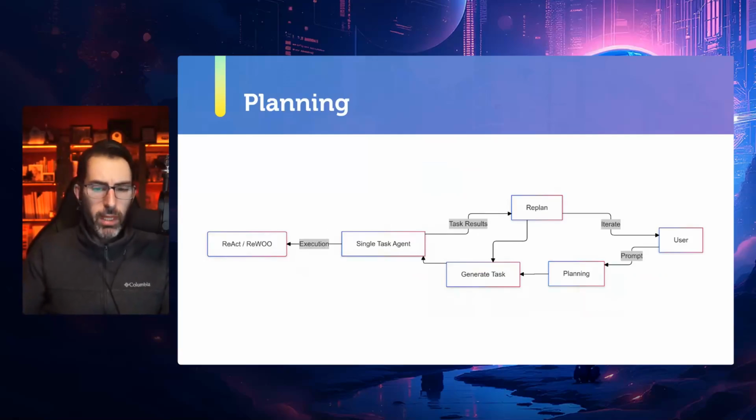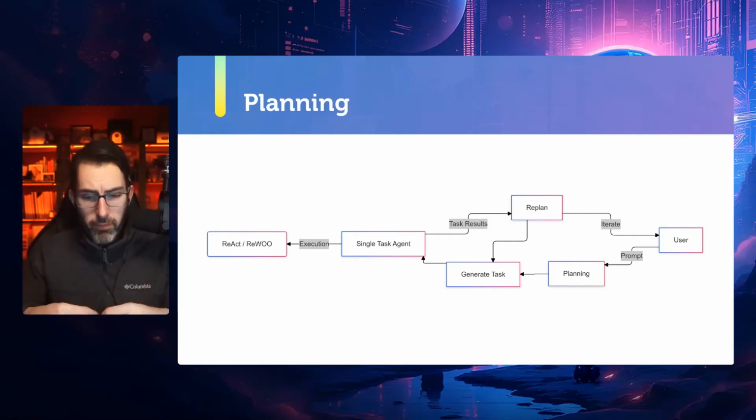So another one was planning. This is a little bit more complicated. I'm not going to go into all of the details here. So here, what we have is a single task. It goes into a planning phase. The planning phase spits out multiple tasks. So it generates tasks, and we iterate through that. We take every task, and for every task, we might have a different agent.